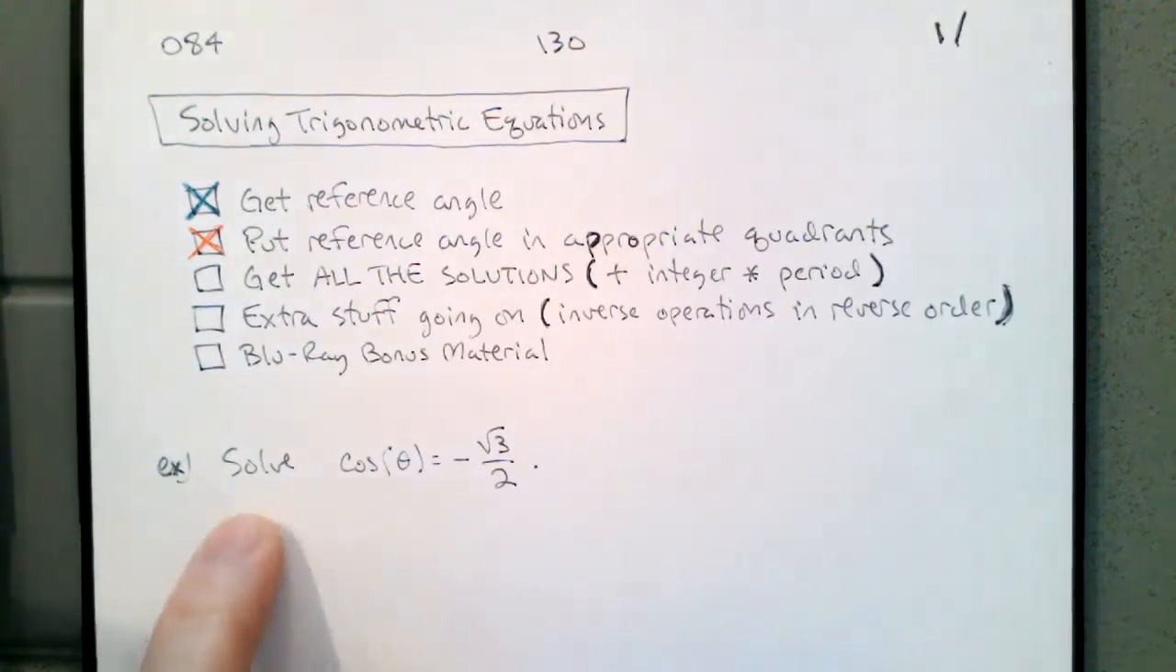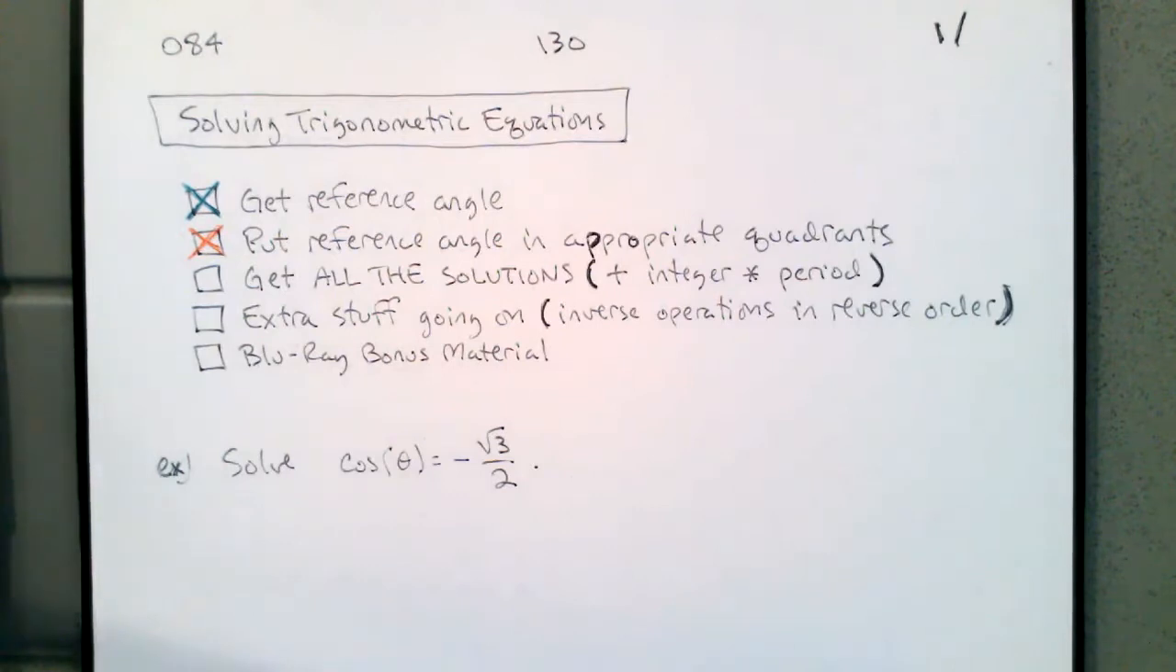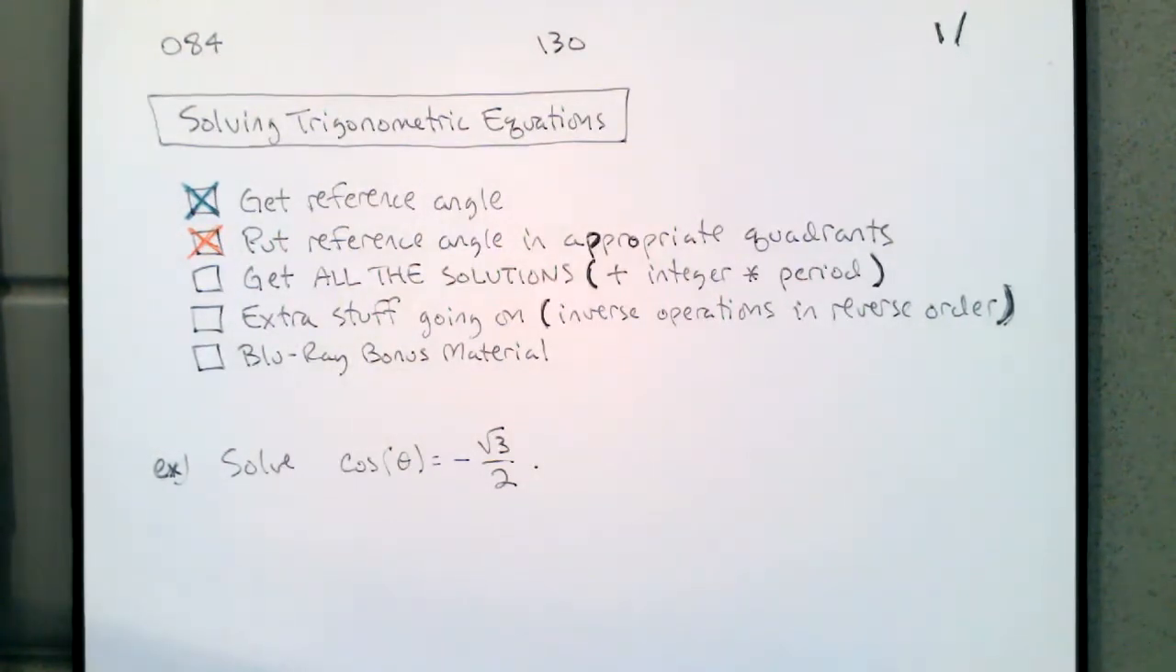So I'm going to ask you to solve cosine of theta is negative root 3 over 2. And I didn't restrict theta in any way. I want all the solutions. We know there are infinitely many, so we're going to have to summarize what our solutions look like. Let's go through the first couple of steps. We need to get the reference angle and then put the reference angle in the appropriate quadrants.